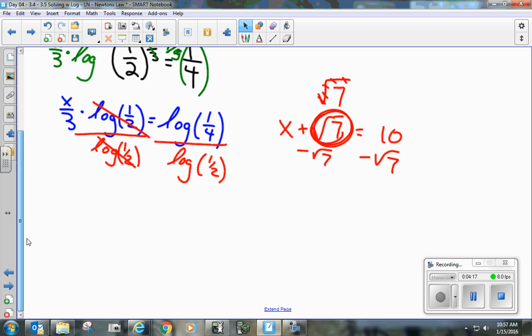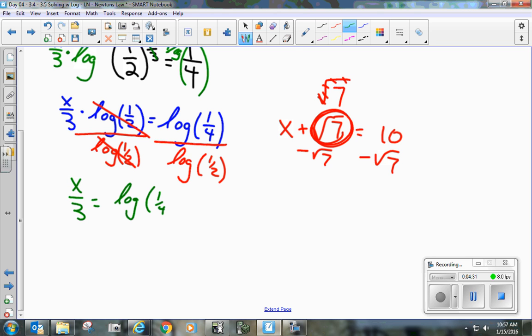Now I'm going to rewrite this again to keep it clean. And as you do these, you're not going to have to constantly rewrite things, but when you refer back to your notes, you're going to see a good example, I guess. We have x over 3 now equals the log of 1/4 over the log of 1/2. Now how do I get this to be a log?